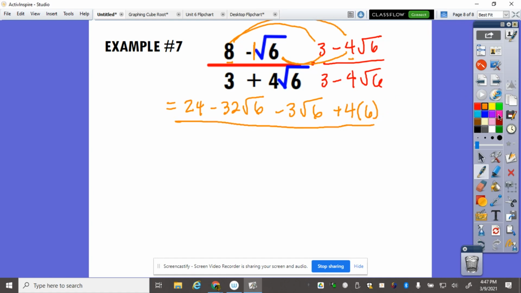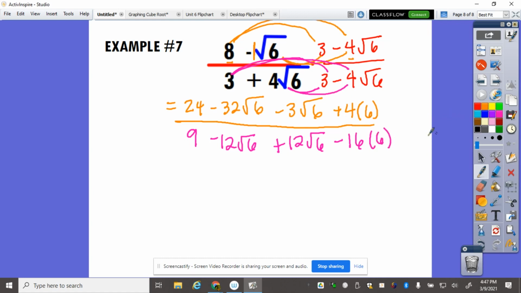Now the bottom portion here will be 3 times 3 is 9. 3 times negative 4 square root of 6 is negative 12 square root of 6. 4 square root of 6 times 3 is another 12 square root of 6. And 4 square root of 6 times negative 4 square root of 6. 4 times negative 4 is going to be negative 16. Square root of 6 times square root of 6 is just going to be 6. Again, you will see that this portion here cancels. They're opposite, because that's the idea of the conjugate.